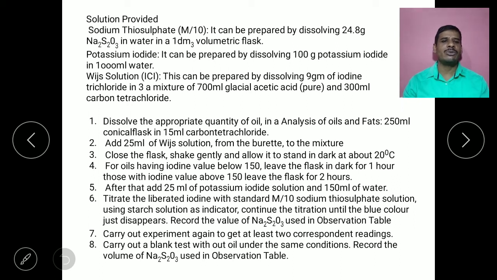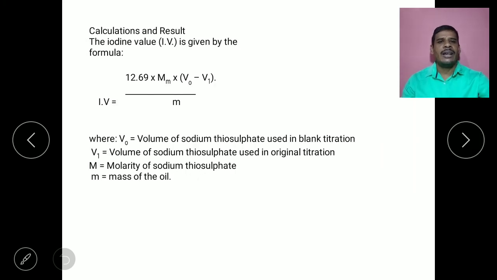We already discussed that blank means without taking the sample, as the name itself indicates. Blank means no oil sample is present. In this way we simultaneously carry out the blank titration. Carry out the blank and back titrations, write down the readings in the observation table, and then calculate the iodine value.